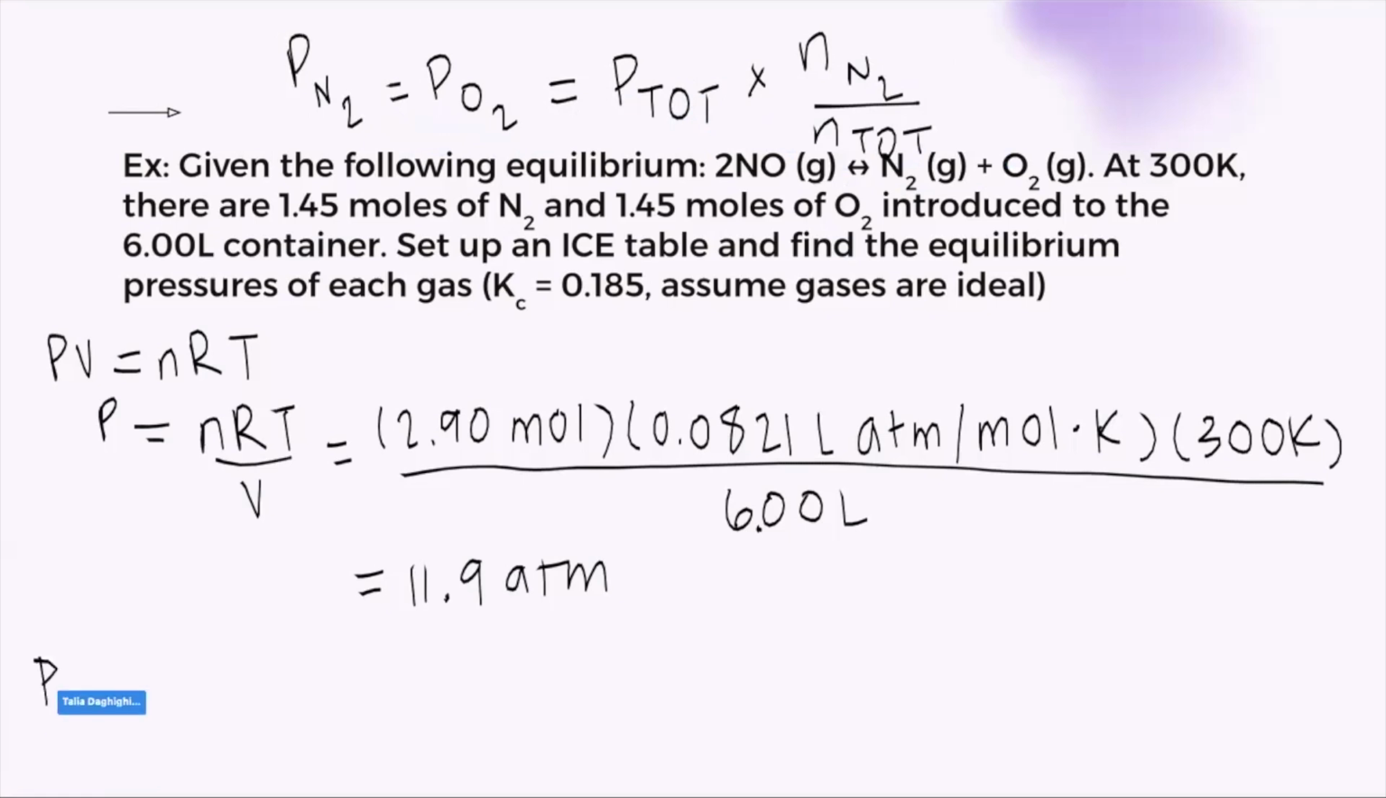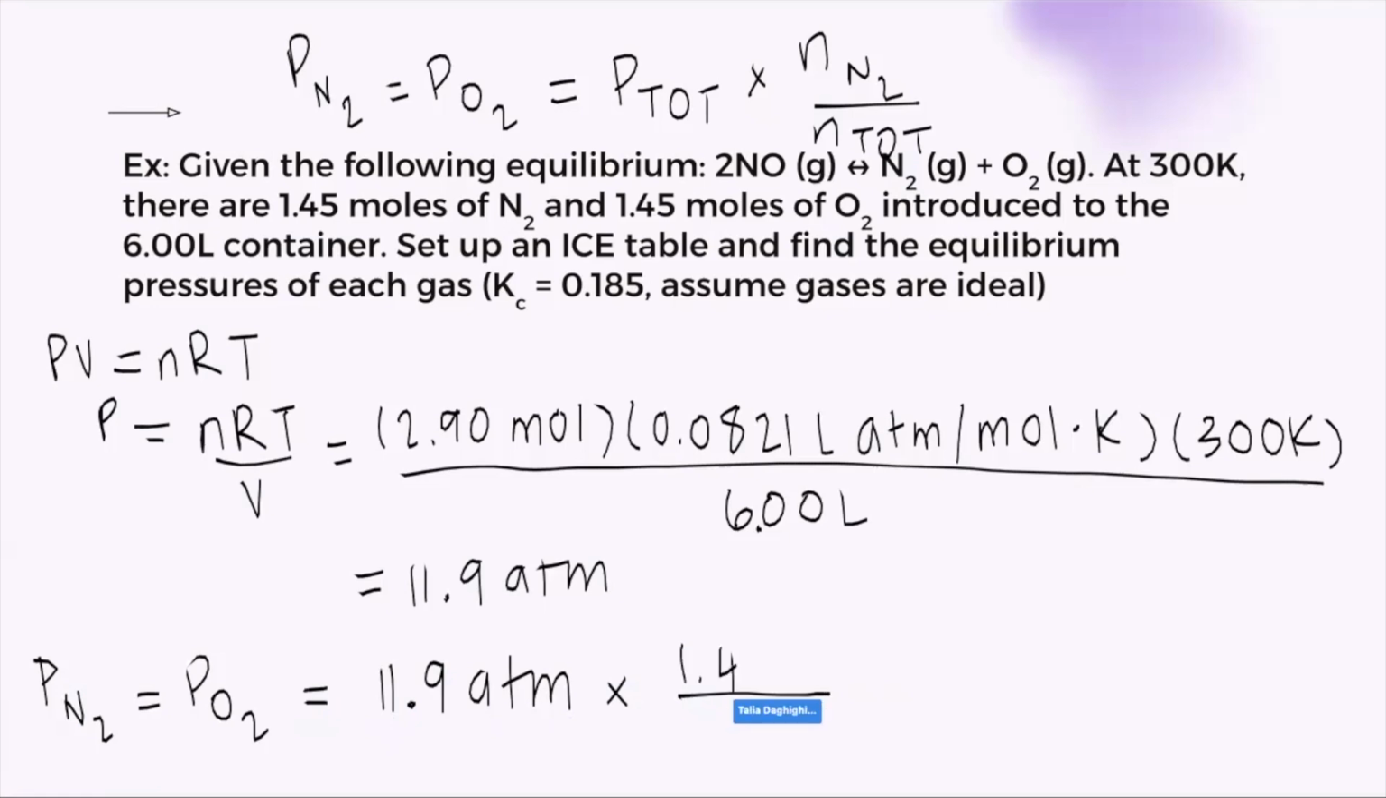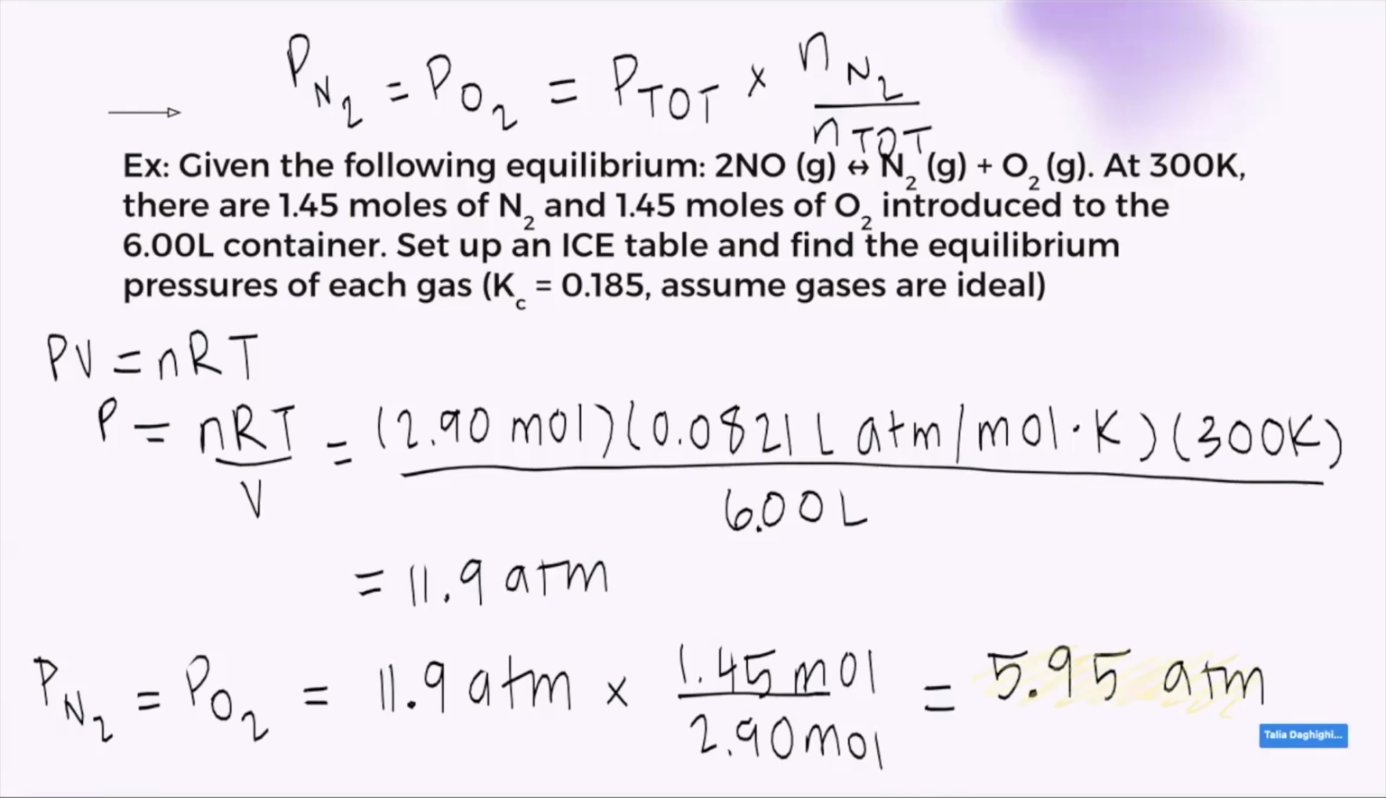So let's write that down. P of N2 is going to equal P of O2, which is going to be 11.9 atmospheres times the moles of N2, which is 1.45, also the same as the moles of O2, so that's interchangeable. And then the total is 2.90 moles. And that is going to equal a pressure of 5.95 atmospheres. And that is going to be the initial pressure that we put in our ice table for the products.